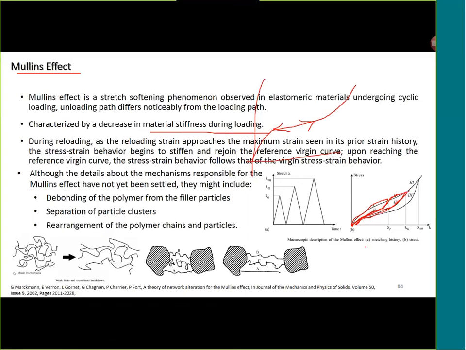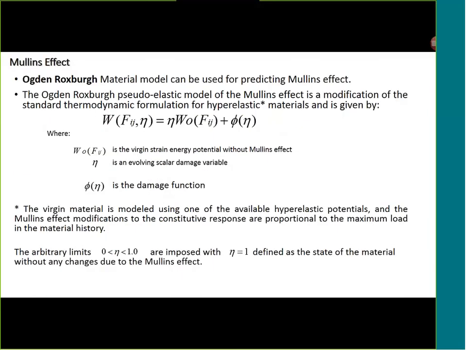There are thoughts that this is due to debonding happening in the polymer chain, or it's a rearrangement of the polymer chain like this. This can be the cause. So this phenomenon can be captured using the Ogden-Roxburgh material model that is available in Ansys.